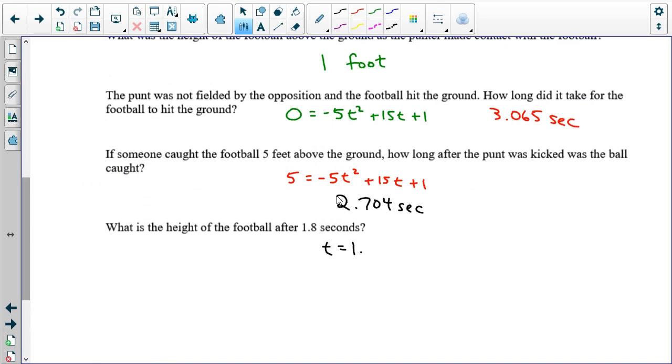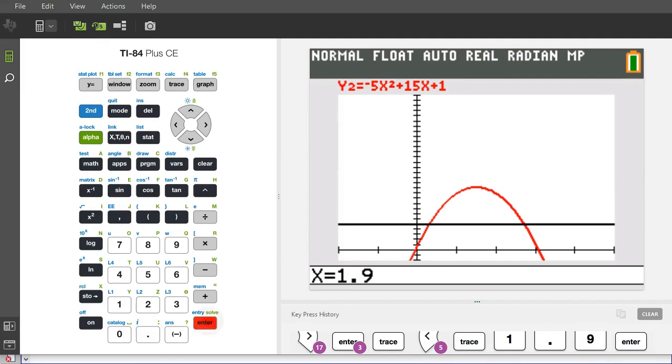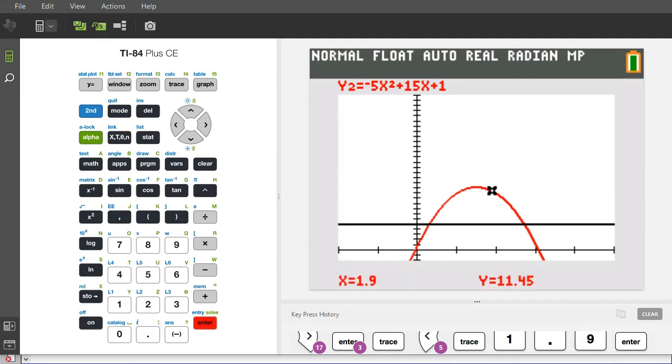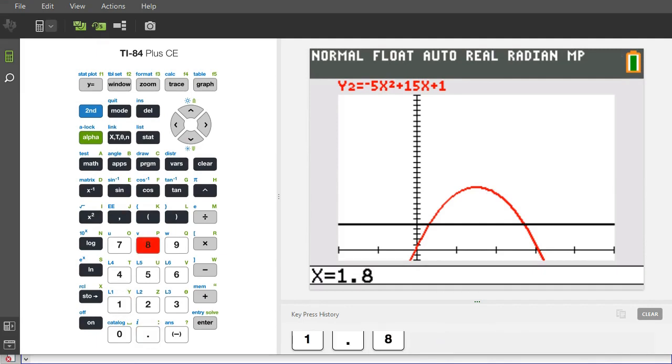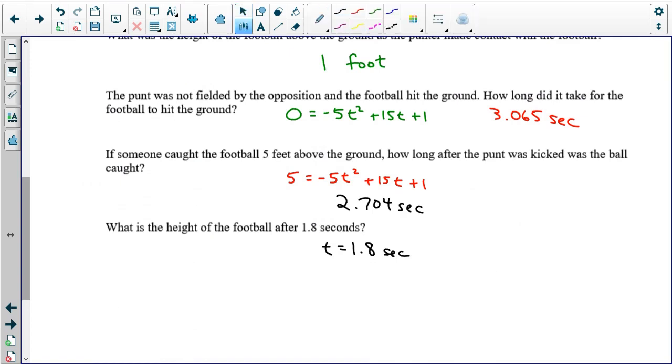That's just substituting 1.8 in for t. And I can, again, do that on the calculator, because as long as I'm on the red curve, as long as I'm on the parabola, if I hit trace, and then I just type in 1.8, and then I hit enter, it will, oh, I must have pressed the wrong button. 1.8, and then I hit enter. That will report the height that I'm given. So the height in this case is 11.8. So 11.8 feet.